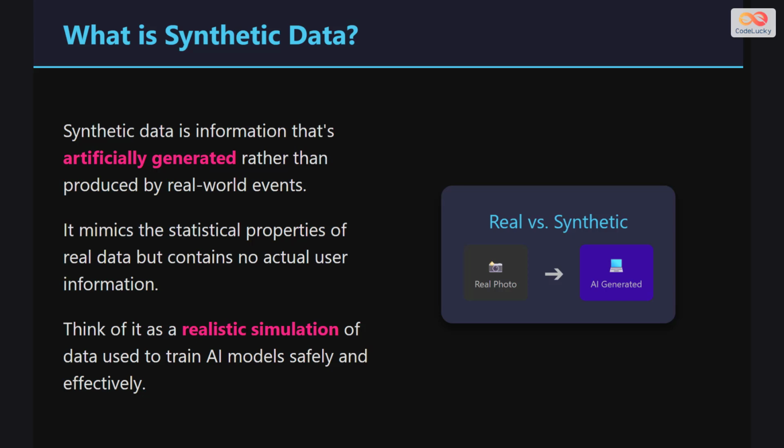So, what exactly is synthetic data? Simply put, it is information that is artificially generated rather than produced by real-world events. It mimics the statistical properties of real data, meaning it looks and acts like real data, but it contains no actual user information. Think of it as a highly realistic simulation designed to train AI models safely.